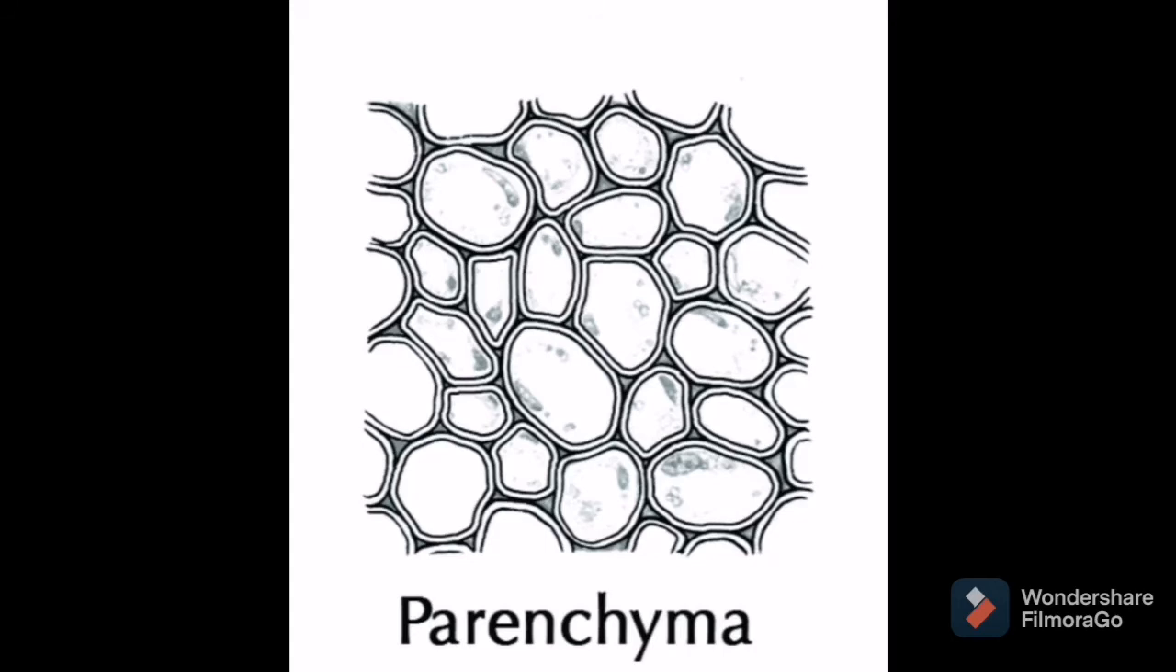And they may store food as in potatoes, and they provide temporary support to the plant. Some parenchyma cells contain chloroplast and are termed as chlorenchyma. Chloros means green, and they help the leaf to produce food by photosynthesis.